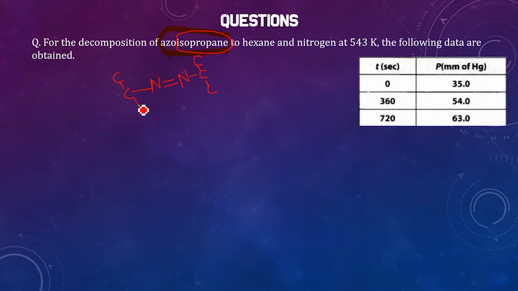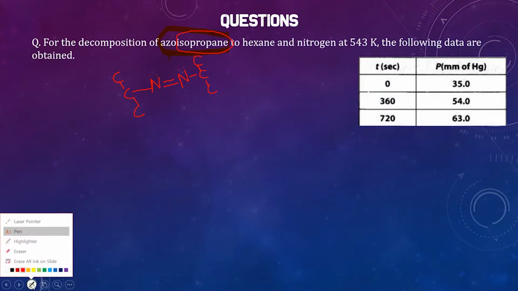Any problem in this? Yes. So this is the formula, but you don't have to write the formula. You can even write azoisopropane changes into hexane plus nitrogen in the word equation. In that form also you can write, there is no problem at all. Anyhow, whenever an azo compound is heated, it liberates nitrogen gas, and whatever is left will come together. So these three and these three will come together to form hexane, and N2 will come out. I hope it is clear.